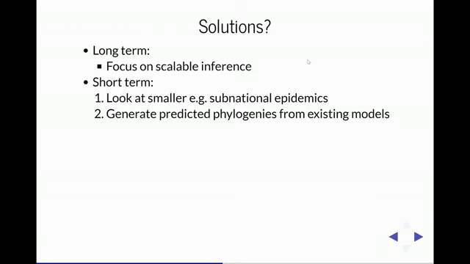So in the short term, I think there are a couple of things that we could do. One is to look at smaller, such as subnational, epidemics. And the second is to generate predicted phylogenies from existing models that people have generated. So don't try to do the inference on the phylogenies, or try to do some joint inference, which is even more challenging, but just try to say, well, what does a phylogeny look like from the model that I'm fitting to case and death data?